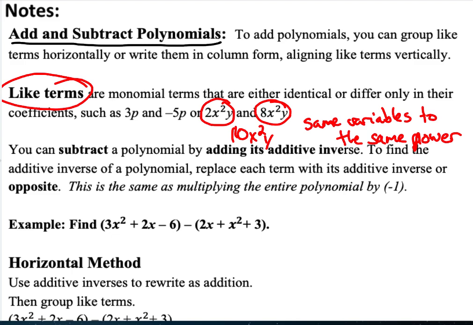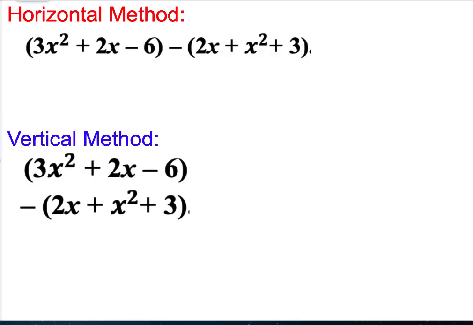Okay? All right, so the bottom half of this page just kind of shows you two different methods for tackling these problems, or basically how to set them up. The idea is we want to combine like terms together, and it's just a matter of how we organize that and work our way through it. So the horizontal method is basically leaving it written across the page. The one thing we do have to watch for is that subtraction. We're subtracting that entire second term.